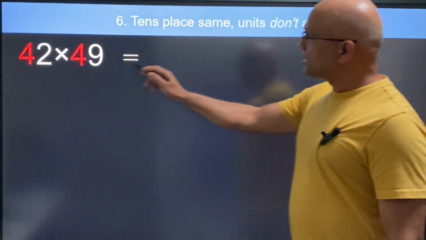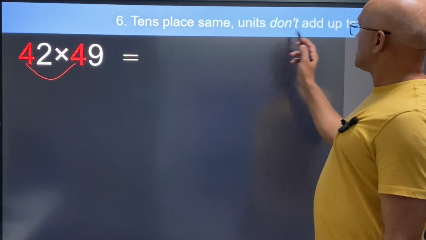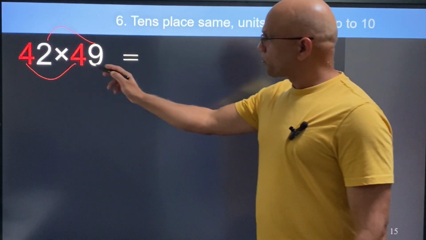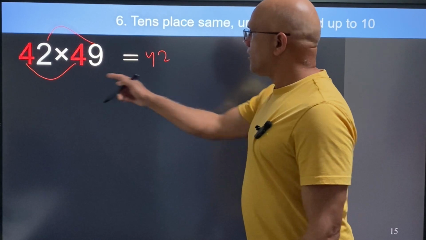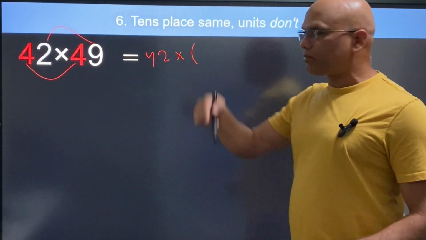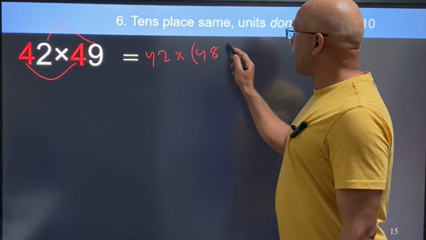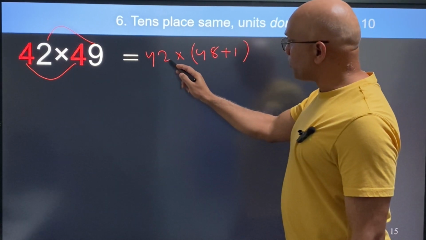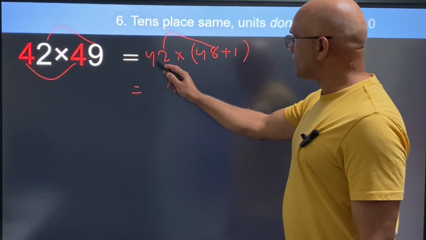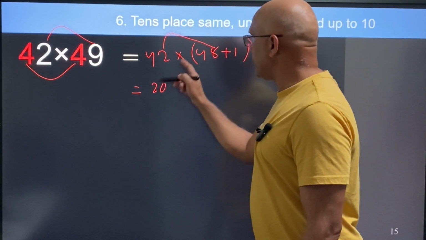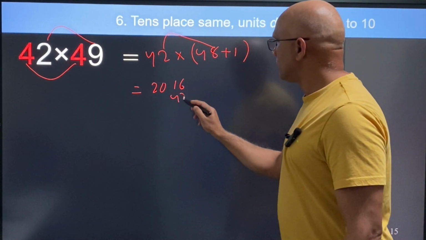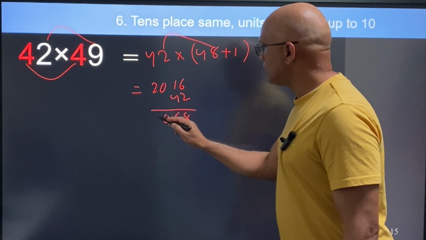Our next trick is actually an extension of the previous trick. In this case, the tens place is also the same, and the units place does not add up to 10. So let me try to split this such that I can use one of the previous tricks. I'll write 49 as 48 plus 1. 48, because I have 42 here, so these two can add up to 10, right? So I know how to do this multiplication. So this is 4 times the next integer, 5, so that is 20, and 8 times 2 is 16, right? So this is this, and then I just add 42, right? So this is 2, 0, 5, 8, 5, 0, 2.